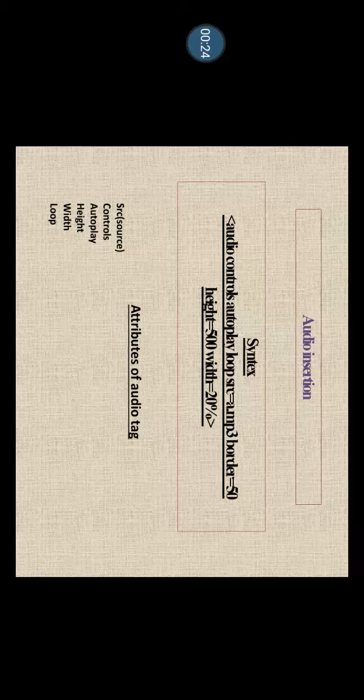It contains different attributes like source, control, autoplay, height, width and loop. Here we are going to discuss the syntax of the audio tag. The control attribute is used to display the controls on the screen. Autoplay is used to play your audio automatically. Loop is used to play your audio continuously.